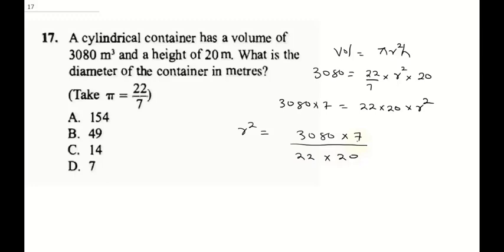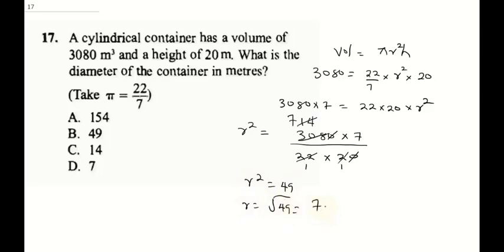Okay? So, if you break this down, first of all, you can cancel out the 0. Now, 22 into 308. 22 into 30, it's 1. Now, remainder, we'll have 8 remainder, so that will be 4. So, 2 here, 1. 2 into 14 is 7. So, we're going to have r squared to be what? 49. Therefore, r will be square root of 49, and that's what?